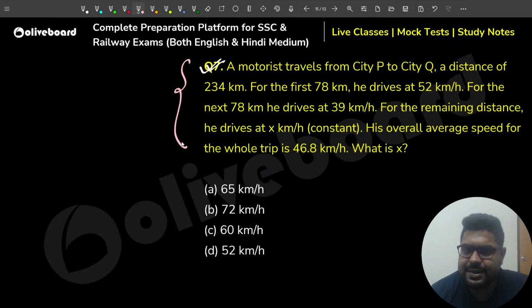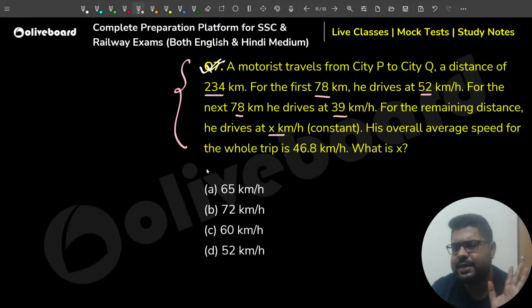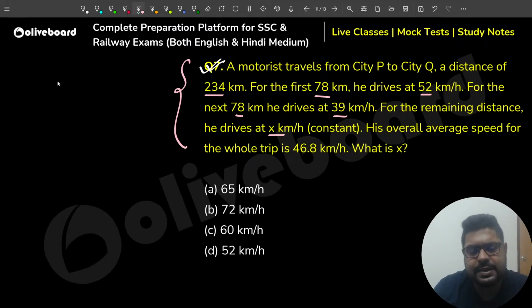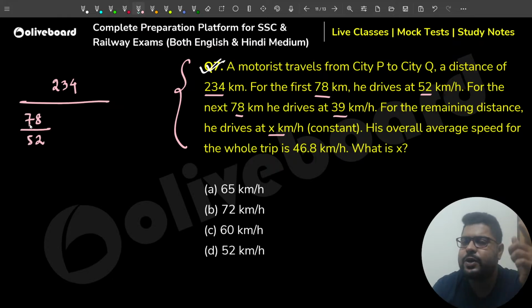Acha. A motorist travels from city P to Q, a distance of 234 kilometers. For the first 78 kilometers he drives at this speed, for the next 78 at this speed, and for the remaining distance at this speed. The average speed is this. What is x? Very simple. The total distance is 234. Let's find the average speed: total distance by total time. That's the average speed formula, and I'm using that. The first 78 at this speed, and the next 78 by 39.